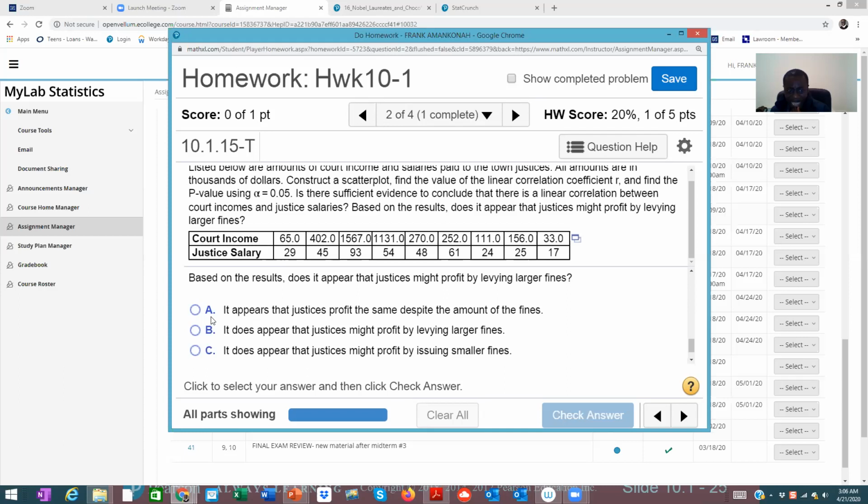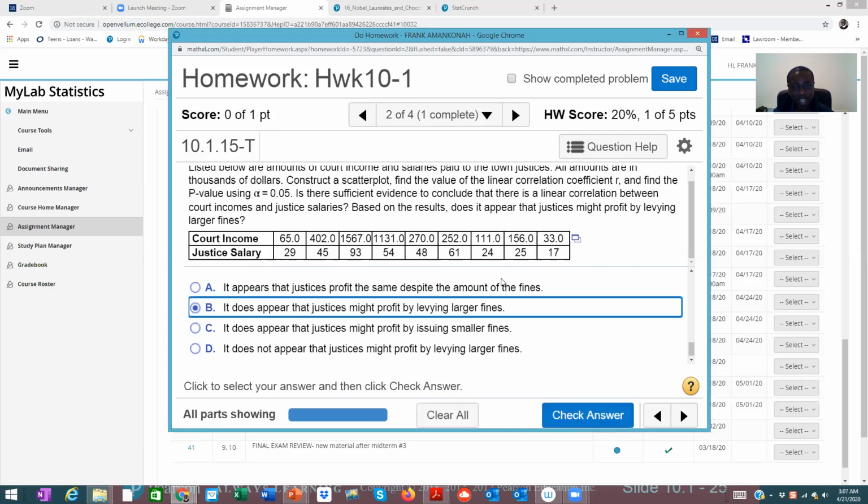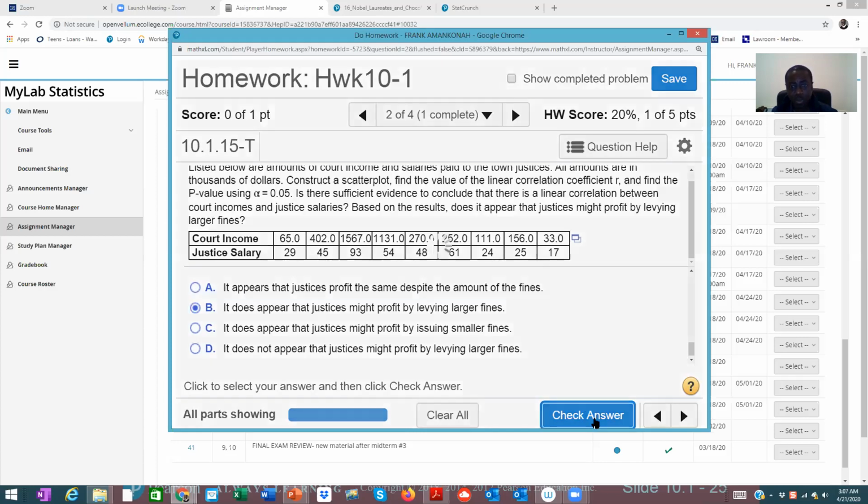So what does it tell us? A, it appears that justices profit the same despite the amount of the fines, the court income. B, it does appear that justices might profit by levying larger fines. C, it does appear that justices might profit by issuing smaller fines. From what we said, there's a linear relationship between the two, and it is positive, meaning as the court income increases, the justice salary also increases. And so B will be the better option.